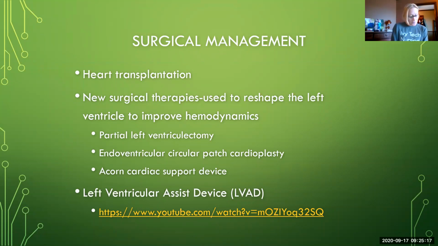Other surgical managements then are therapies to reshape the left ventricle to improve hemodynamics. So there's a partial left ventriculectomy, which is where they remove essentially like a triangle from the left ventricle to reduce the diameter and the wall tension. Then there's an endoventricular circular patch cardioplasty. That is where they remove an area of the septum. And then the Acorn cardiac support device.